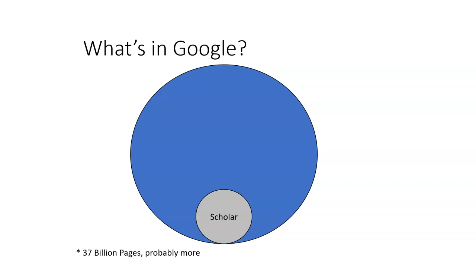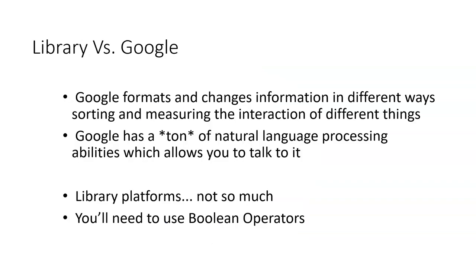So what's in Google? Well, Google Scholar is there, but only a small part of it. And only a little of the relevant stuff we're looking for is actually in our library or useful as well. So beware, be critically thinking. Google formats and changes information in different ways, sorting and measuring the interaction of different things. That's how Google works. Google has a ton of natural language processing abilities, which allows it to talk to you and you to talk with it. Library platforms, on the other hand, are not so much built like that. They tend to use Boolean operators, and we'll talk about that in a minute.